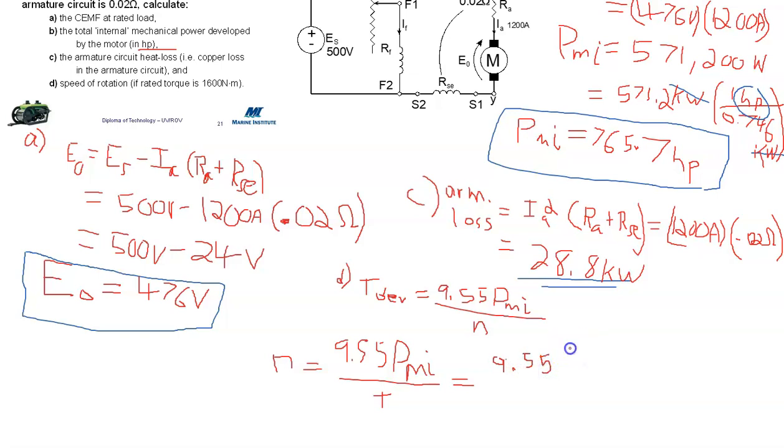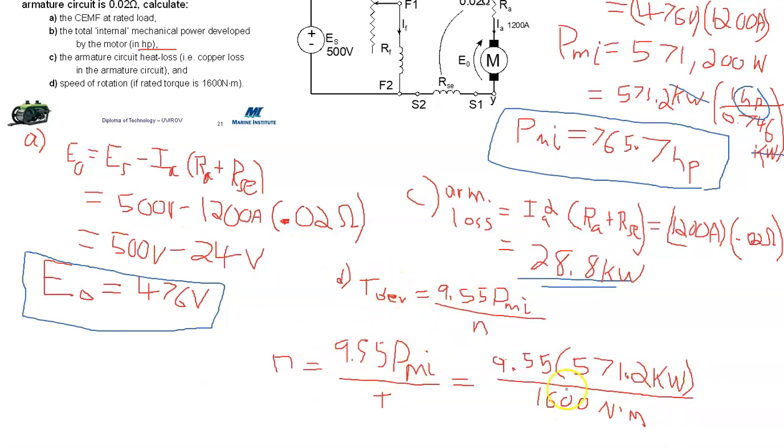9.55, and remember our PMI needs to be given in watts here, and so 571.2 kilowatts divided by the torque that was given as 1600 Newton meters. Now, if that's a rated torque, really it should be paired with a rated speed and a power out. Here we got a rated torque, which we can assume is torque out. It's torque developed, because that's how the equation is defined.